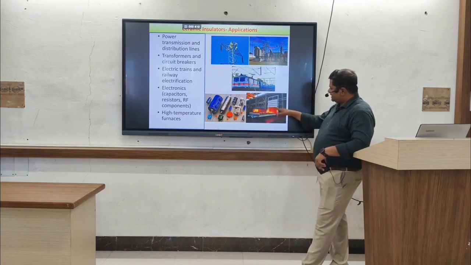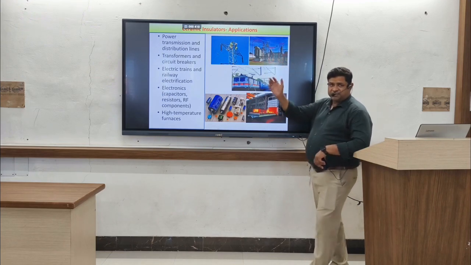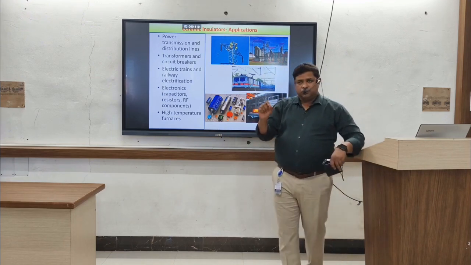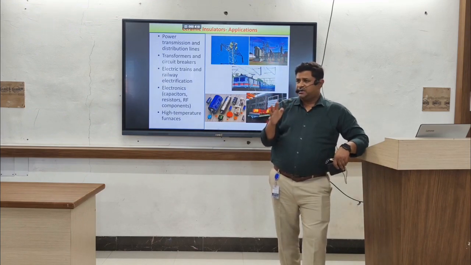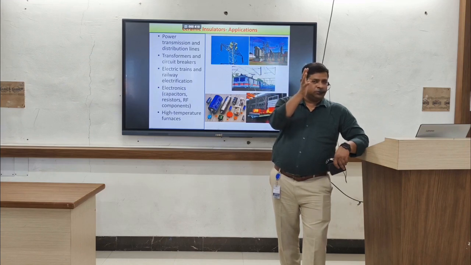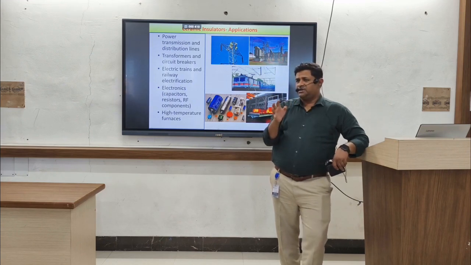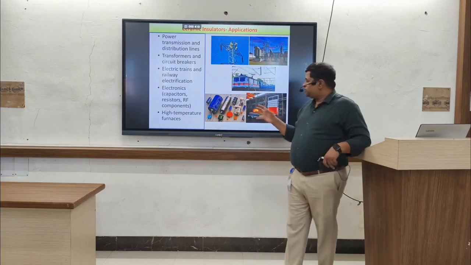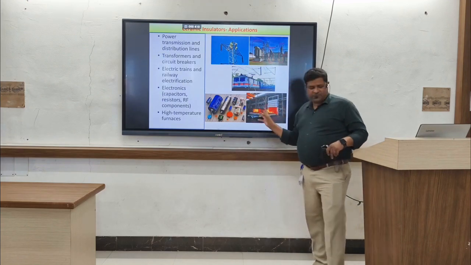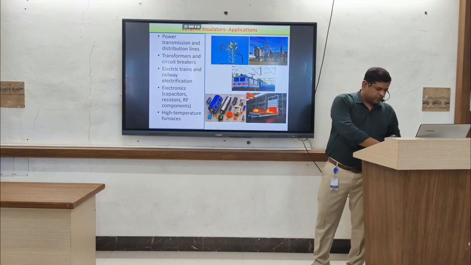Because here you can see that inside this furnace heat is there, or we have used our furnace in the lab as well. You will feel heat only when you open the door, otherwise you will not feel the heat. So asbestos material is used as an insulator material. The heat is not going to be conducted to the surrounding atmosphere. Okay? So that is the high temperature application of furnaces.